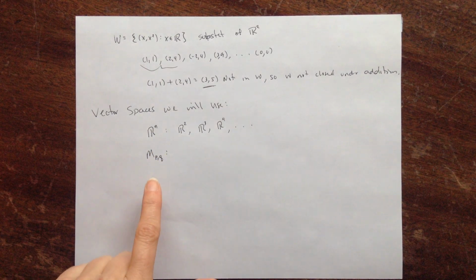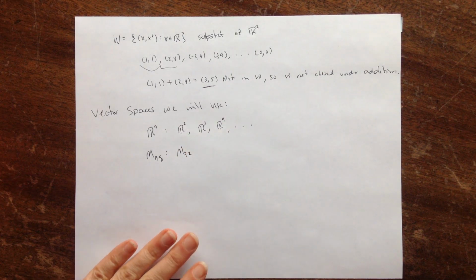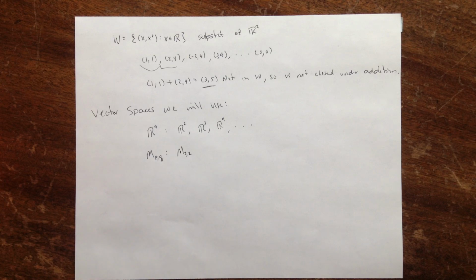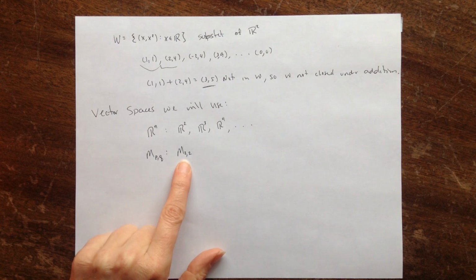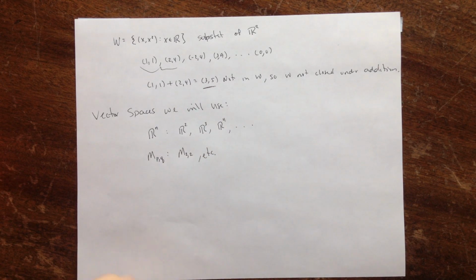And then we have, like we've looked at, M sub P, Q. This is P by Q matrices, so we've looked at M2,2. I think we looked at that in one of your homeworks. This is the set of 2 by 2 matrices with real entries under the usual operations. So those were all vector spaces.